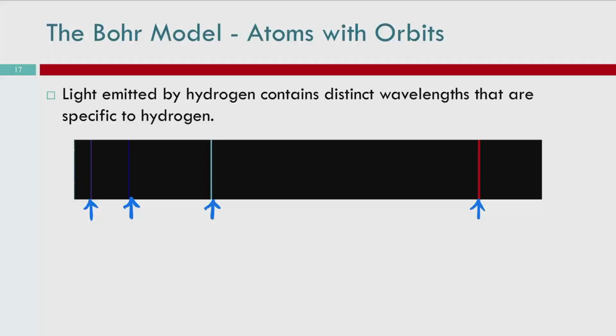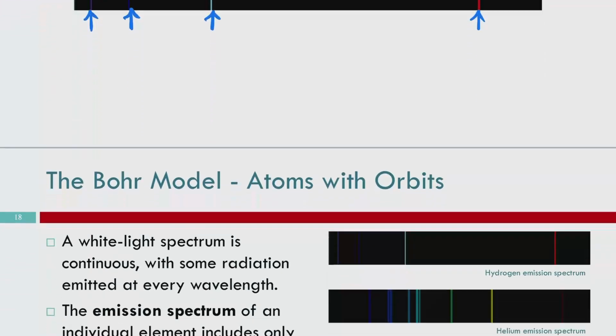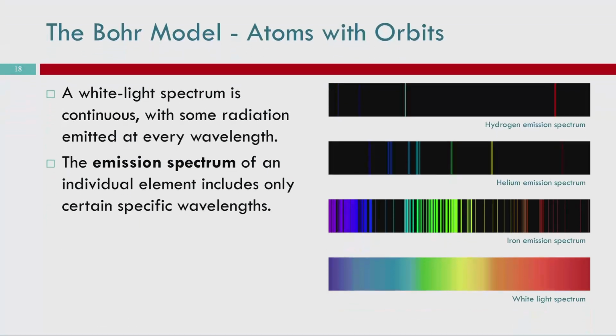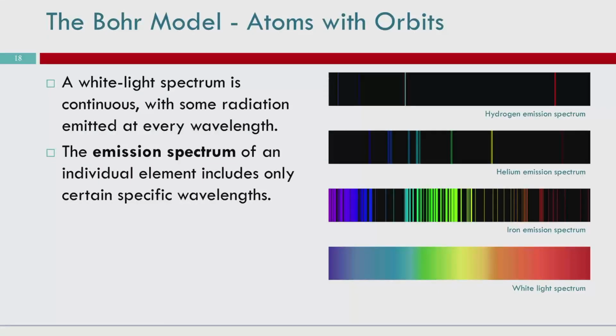But for hydrogen, you put hydrogen only, it's just these 4 bands that you can see for visible light. If you put in something else, like a white light spectrum, or if you put in helium or iron, or if you put in neon, they're going to have different emission spectra, and you can typically just look these up online. They're probably posted. Versus the white light spectrum that is a continuous range of all the different colors. There's no individual bands.